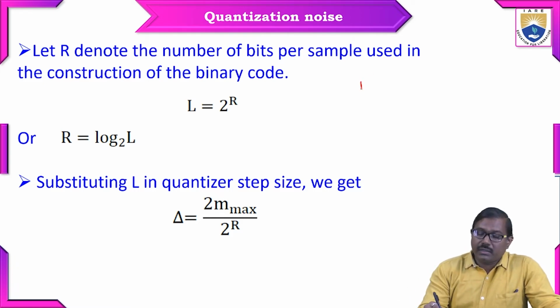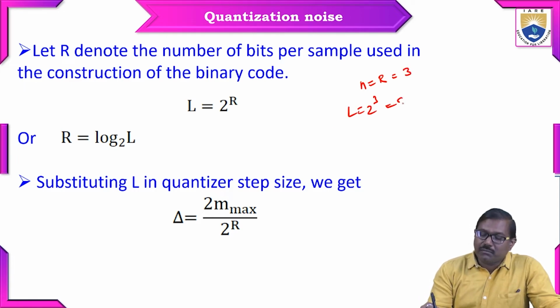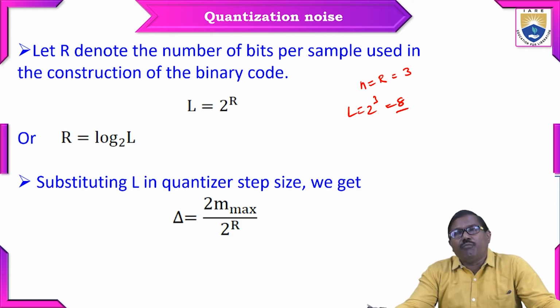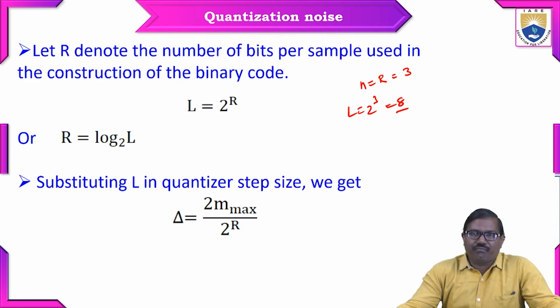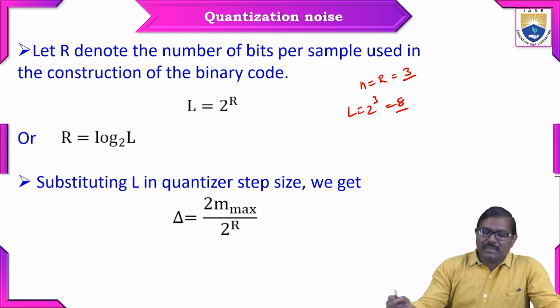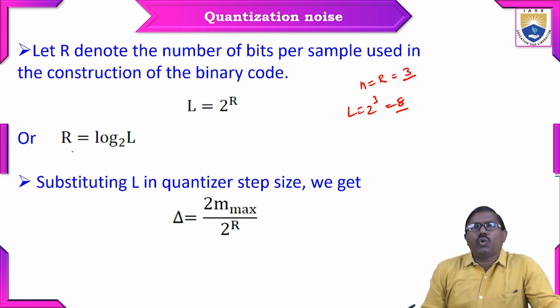It may be denoted as N or R. Its value may be 3. Here you substitute, the L value is 2 cube, which is nothing but 8. So it depends on the number of bits; my quantizer has that many levels. This L is used in the quantizer, and L depends on how many bits are going to be encoded in the encoder. So L equal to 8. That means I require 8 levels. For how many bits of conversion? 3 bits. For 3-bit conversion, I use 8 levels. So again you can take the value of R equal to log 2 L.